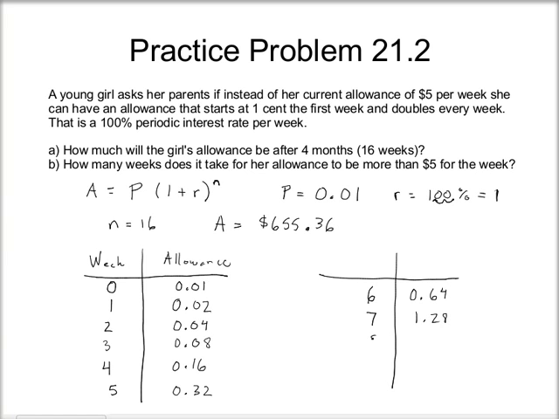$1.28. After 8 weeks, she'll have $2.56. So after 9 weeks, she's going to have $5.12 will be her allowance after 9 weeks. So it takes 9 weeks for her allowance to be more than $5 for the week.